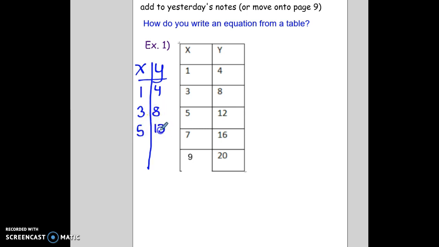So if you want to have that in your notes, go ahead and get that copied in. Otherwise, we are just going to still go through the same process we did yesterday, which is we always need the same 2 pieces of information to write in slope-intercept form. And those 2 pieces of information are our slope and the y-intercept.